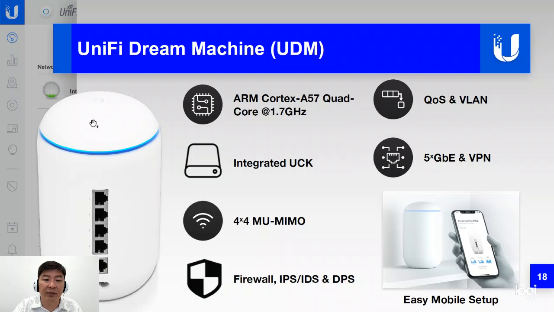On the top you will see the cover with the light, the blue ring. There's an antenna on top. It comes with 4 gigabit ports for switching and 1 single gigabit for WAN. At the same time, it has all the standard features that you will find in a USG, which is firewall, IPS, IDS, and DPS, which is the DPI. It does all your simple QoS and VLANs. You can set it up using a mobile phone, using the Unifi app. So it can stand as a standalone.